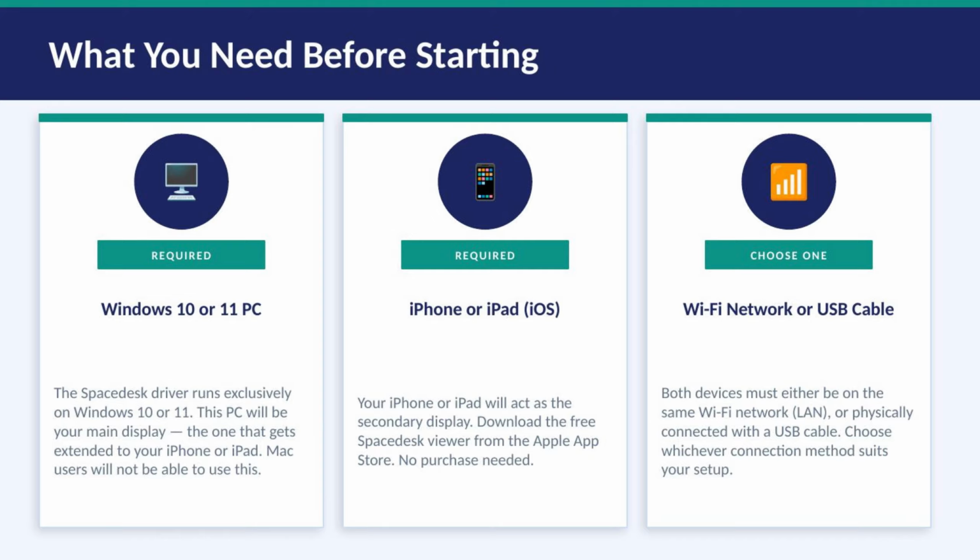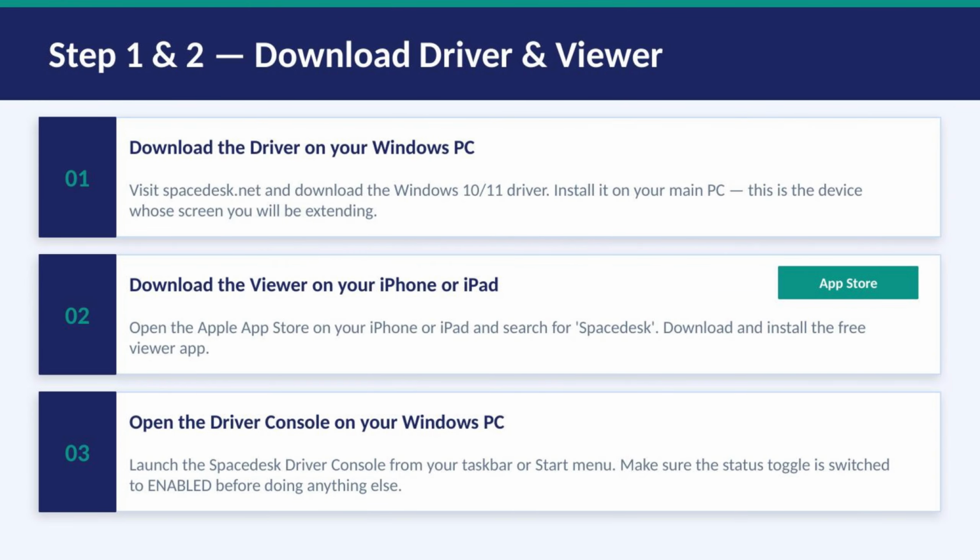Step 1. Download the Spacedesk driver on your Windows PC. Visit the official Spacedesk website, spacedesk.net, and download the driver for Windows 10 or Windows 11. Install it on your main PC. Step 2. Download the Spacedesk viewer on your iPhone or iPad. On your iOS device, open the App Store and search for Spacedesk Viewer. Download and install the app for free.